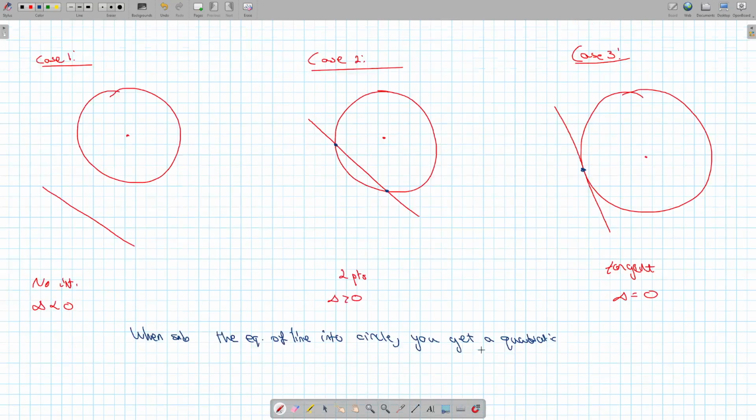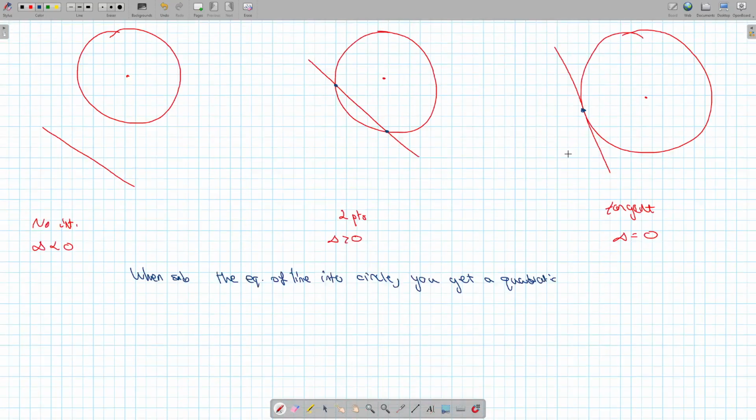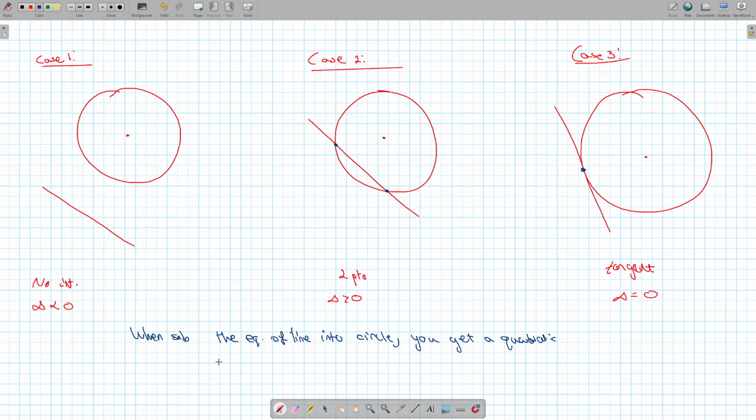You may be asked, does it intersect at 2 points, 1 point? Does it intersect at all? What do you do? Very simple. You substitute the line into the circle, and you see that it's a quadratic. So you just find the discriminant of the quadratic, delta. You guys know delta is b squared minus 4ac. Find the discriminant of it.